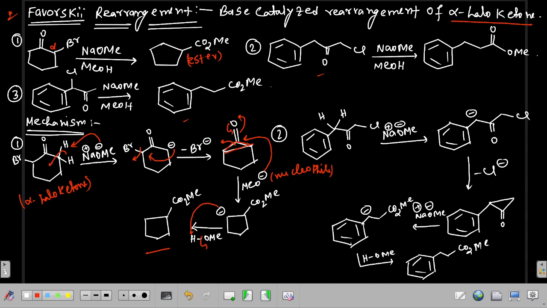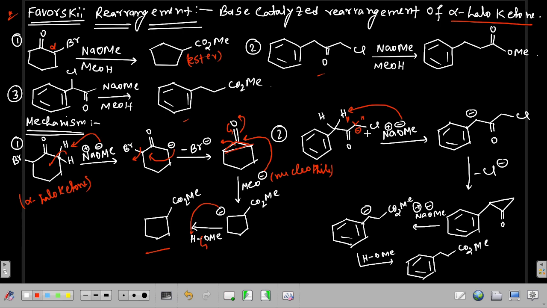Okay. Next example, we have sodium methoxide. Now this sodium methoxide will abstract the proton of this alpha halo ester, this proton only, and it leads to the formation of this anion. Because if it will abstract this proton, here a minus ion will form.